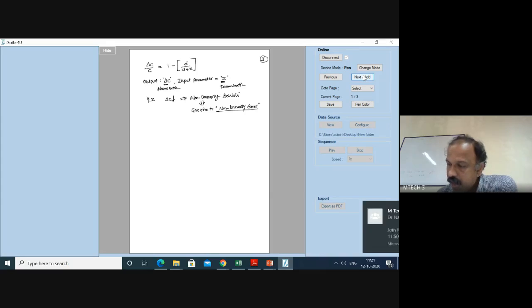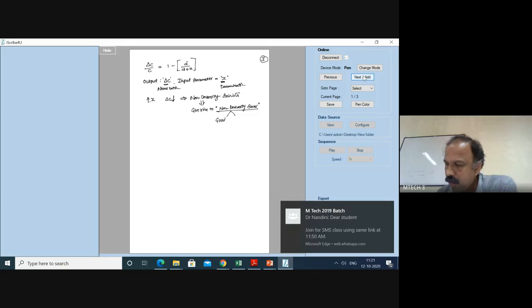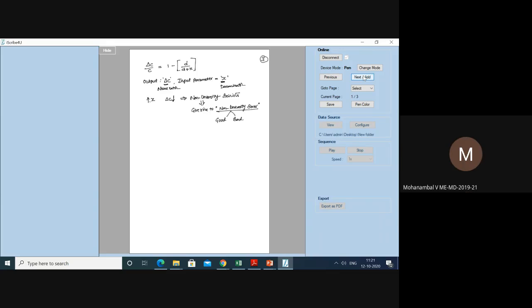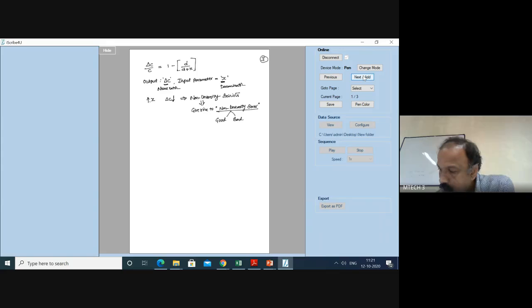Now, is this non-linearity error good to have or bad to have? First of all, shall we have non-linearity error or not? Do you require this or you don't want it? The name itself says it is error, so the error is to be reduced. Therefore, you have to convert this non-linearity to linearity. Have you understood up till here?